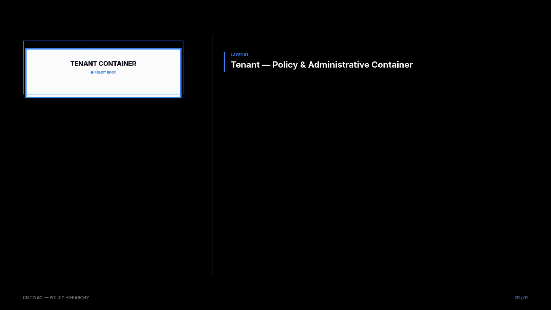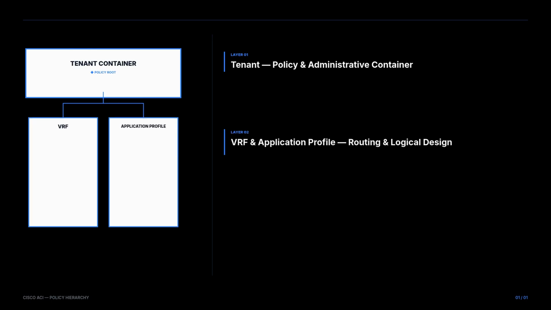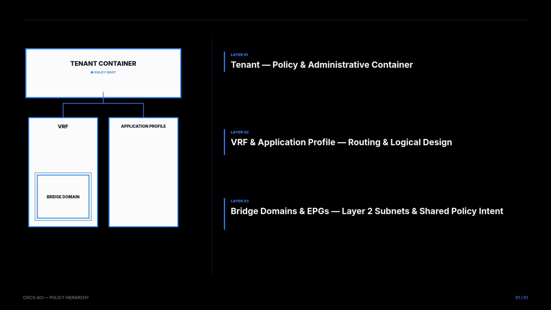Begin with the tenant, your main policy container. Inside is the VRF for routing. Below, bridge domains define subnets for endpoints. In parallel, the application profile structures the app view, grouping endpoints by policy.